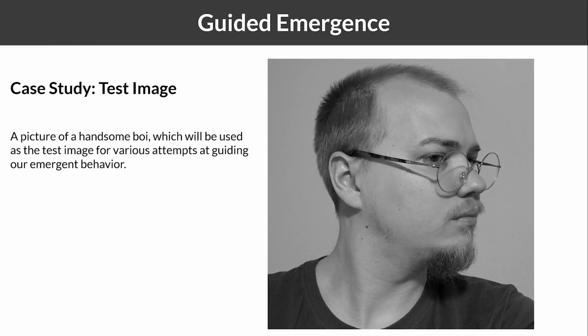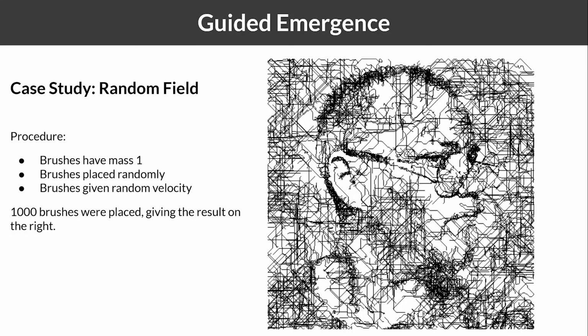So, to begin with, we have a simple case study with a test image. I took a picture of a very handsome boy, and I used this picture as our test image for a few different instantiation strategies. So the first strategy is what I call the random field strategy. Basically, all the brushes have a mass of 1. They're placed randomly, and they're given a random velocity.